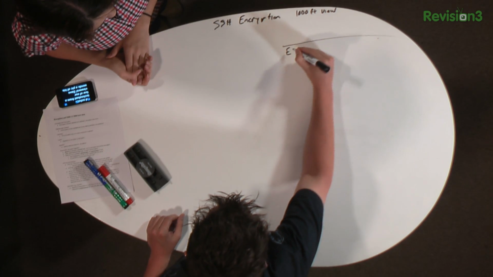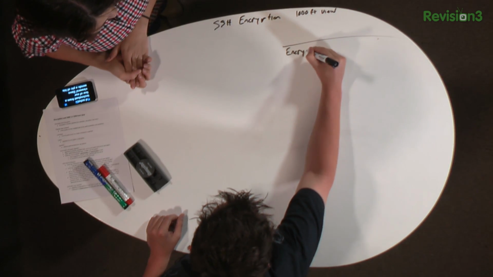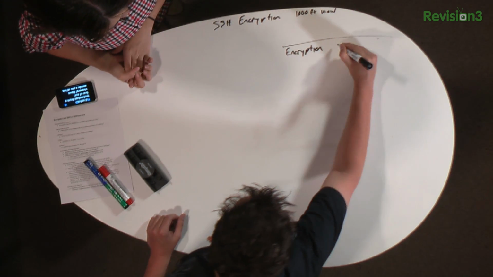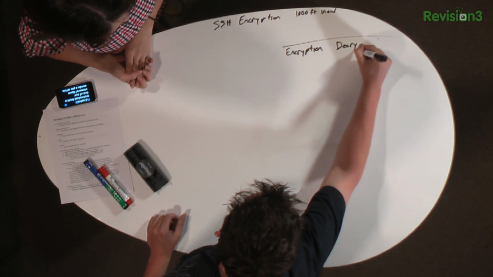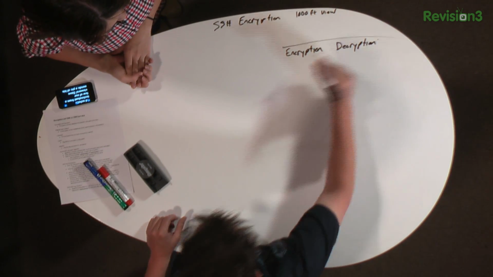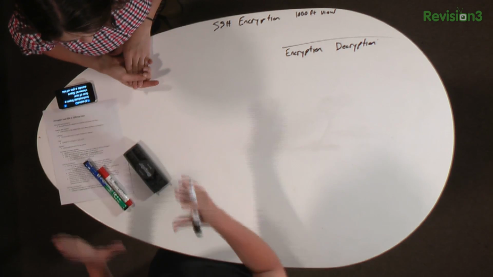Okay. So why don't we just start with the very basics of encryption and decryption. Encryption is basically taking plain text and turning it into ciphertext, and decryption is the opposite. It's taking the ciphertext and turning it into plain text.